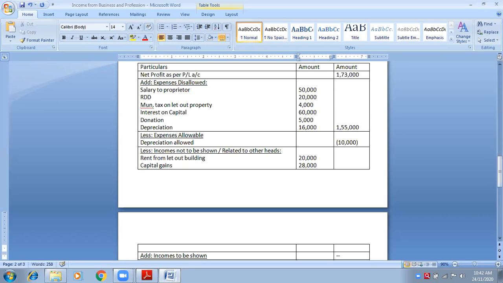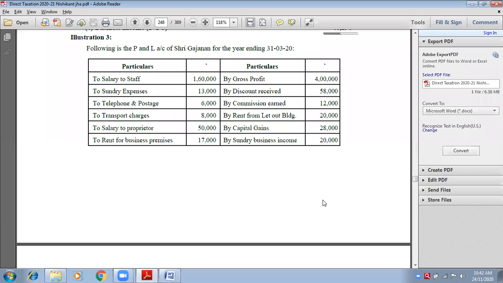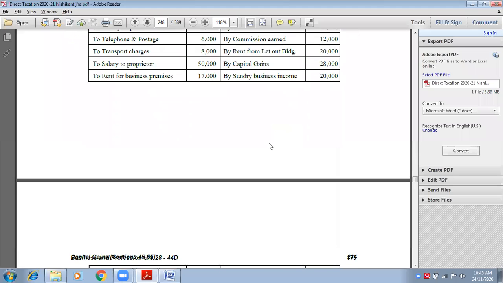28,000. Yes, very good. Next, sundry business income. Sundry means baki chote, small business incomes. So business income, the word business is very important. Sundry business income, is it related to the business? Yes, ma'am, it is related to the business. Very good. So don't do anything.